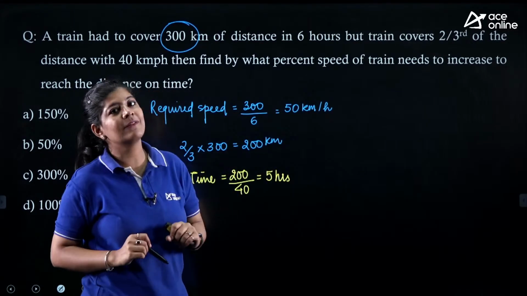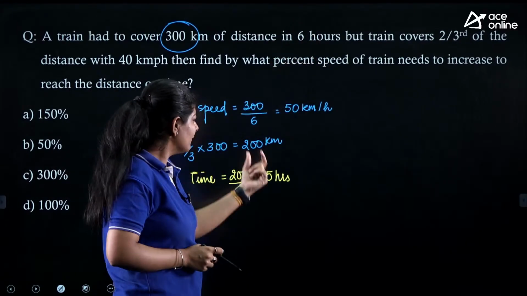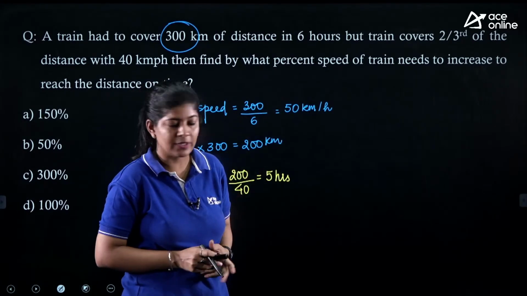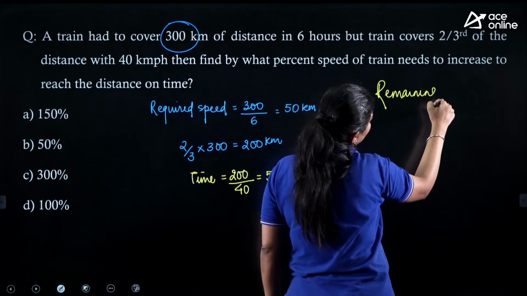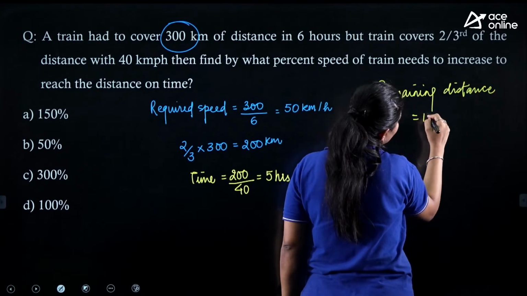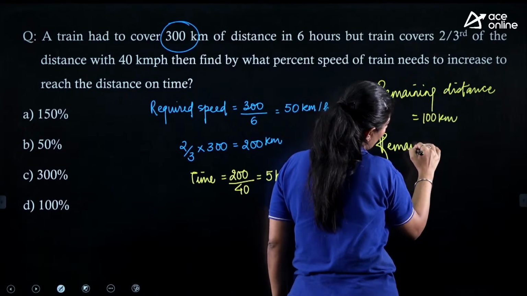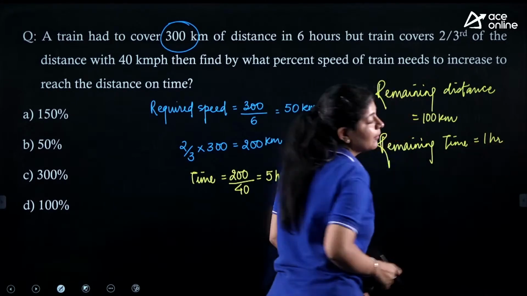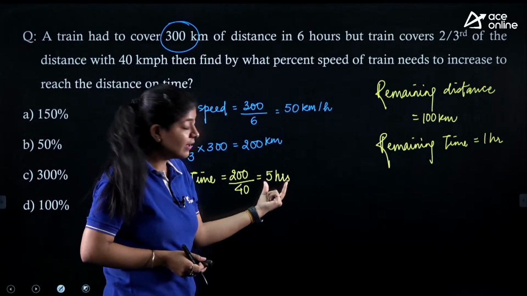Now the time limit that we have: initially the train needs to cover the whole distance in 6 hours, but within 5 hours, the train only covers a distance of 200 kilometers. That means the remaining distance that the train needs to cover is 100 kilometers, right? And the remaining time that we have is 1 hour, because we have a time limit of 6 hours and we already consumed a time period of 5 hours.